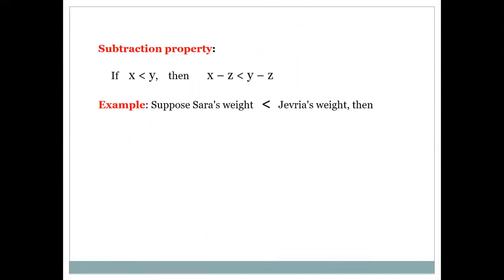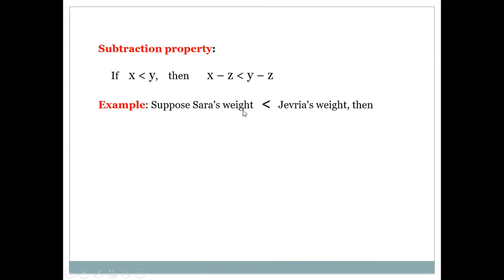Now let's see the subtraction property. If x is less than y, then x minus z is less than y minus z. Subtraction is the inverse operation of addition, so subtraction follows the same rule as the addition property. If x is less than y, the difference x minus z is less than y minus z.